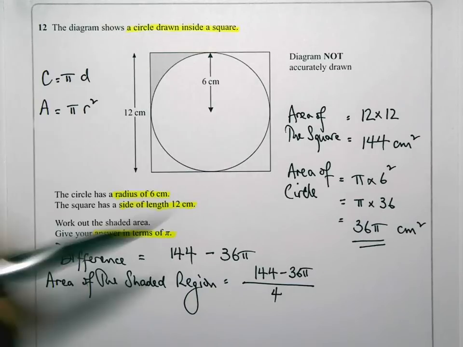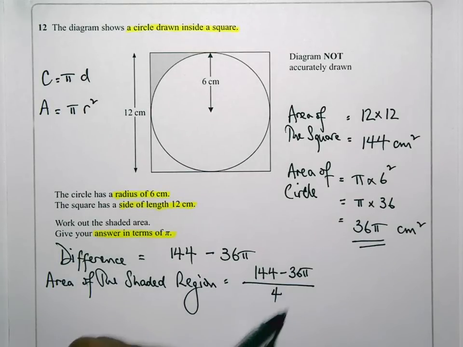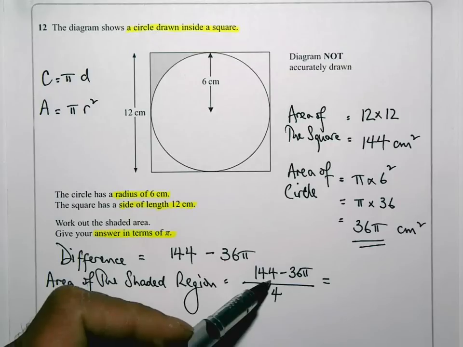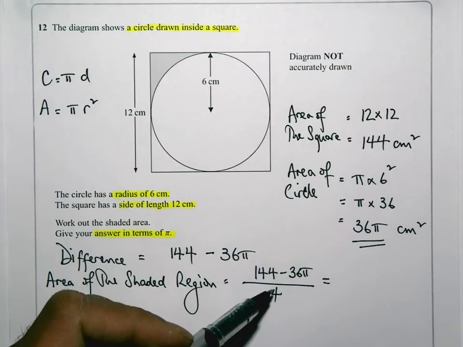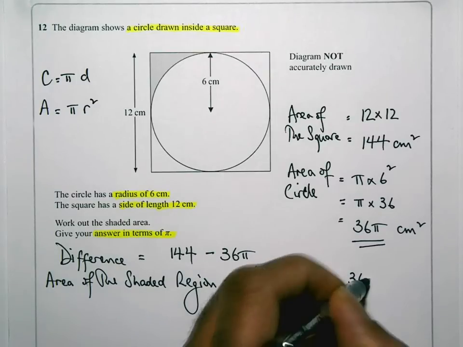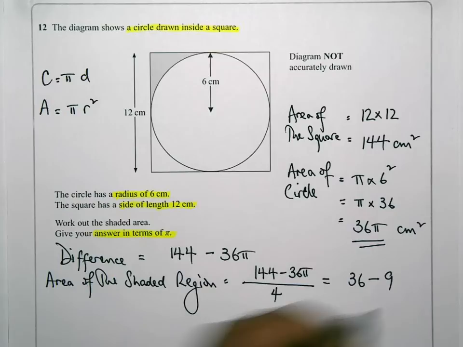So I'm going to divide 144 by 4, and I'm going to divide 36 by 4. Now 144 divided by 4, half it and half it again. Half of 144 is 72, half of 72 is 36. And then 36 divided by 4, well, that's going to be 9. So 36 pi divided by 4, that's 9 pi.